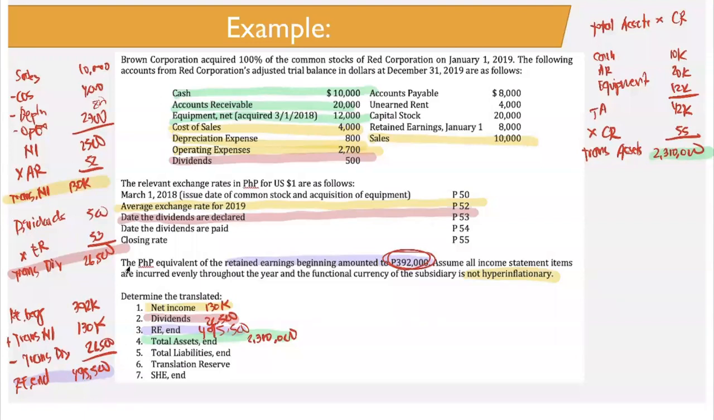Next, translated liabilities end. Our translated liability is equal to, first we have your accounts payable, and then your unearned rent. Our accounts payable is $8,000. Our unearned rent is 4,000. So our total liabilities is 12,000. You multiply it again with your closing rate. Our closing rate is 55. 12,000 times 55, our translated liabilities is equal to 660,000.